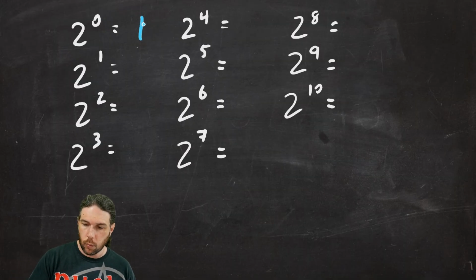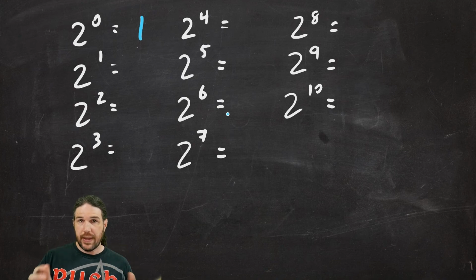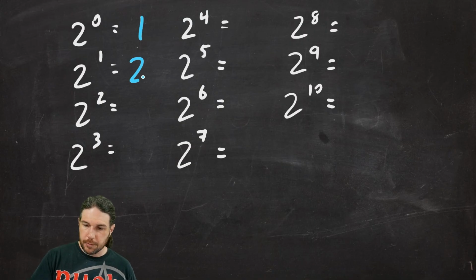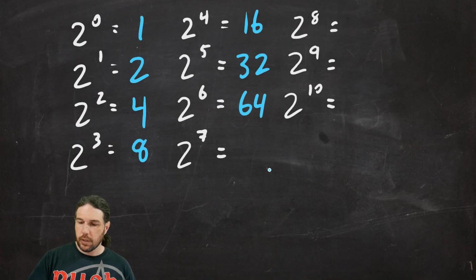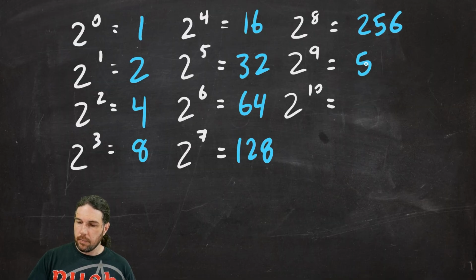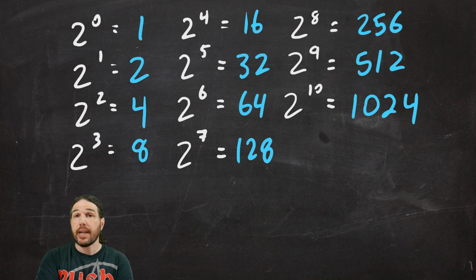2 to the 0 is 1. Anything other than 0 to the 0 power is 1. That's something for a different math class. Maybe I'll link a video below. 2 to the first power is 2. 2 squared is 4. 2 to the third is 8. Then 16, 32, 64, 128, 256, 512, and 1024.